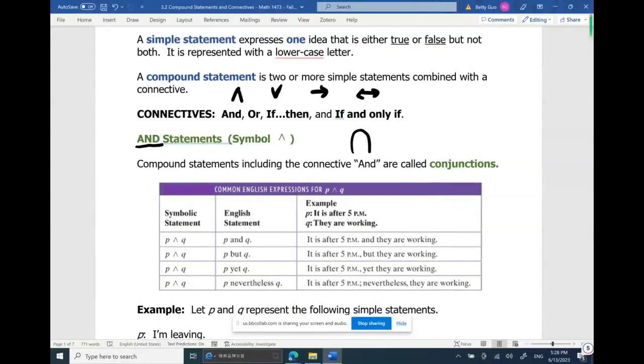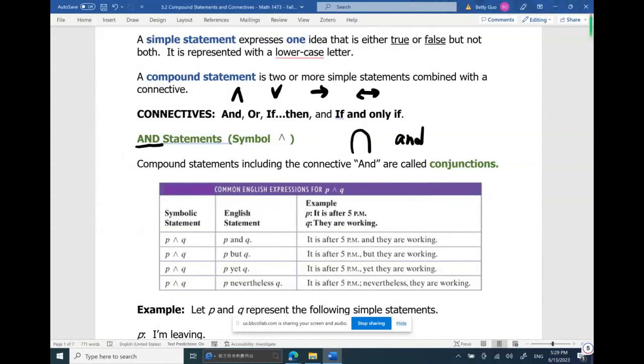You can remember that by connecting it with the intersection in set theory. This notation, an upside down U, means and in set theory. But the logical connective representing and is the upside down V.